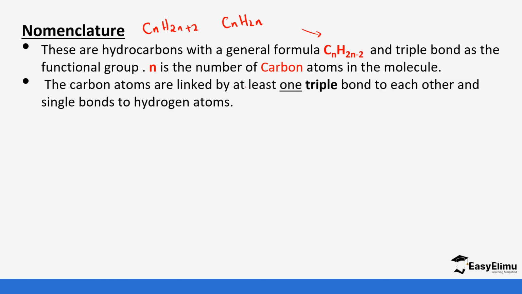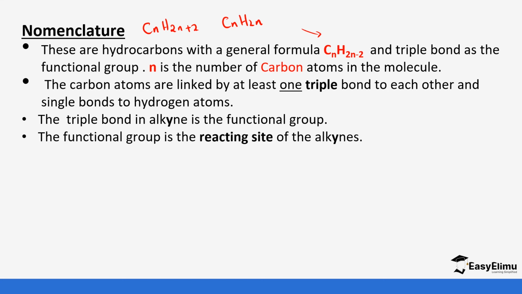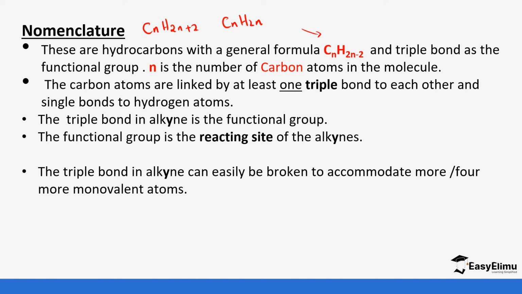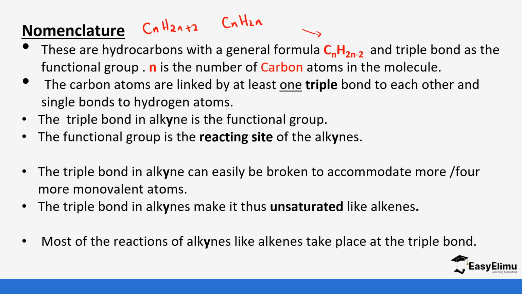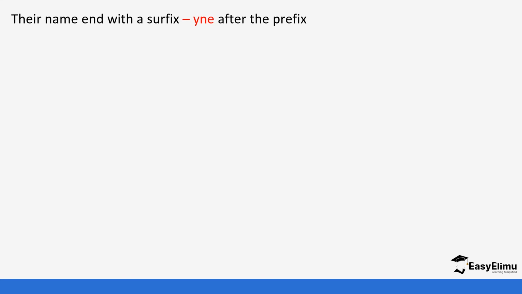So the carbon atoms are linked by at least one triple bond to each other, and then single bonds to the hydrogen atoms, which is a bit different from what we discussed with alkenes, because for alkenes we had a double bond between two carbon atoms, and in this case we're going to have a triple bond. The triple bond in alkynes is the functional group, and it is the reacting site of alkynes. The triple bond is easily broken to accommodate 4 more monovalent atoms. This makes alkynes very reactive in comparison to alkanes. The triple bond also makes alkynes unsaturated, just like alkenes, and most reactions occur at the triple bond.